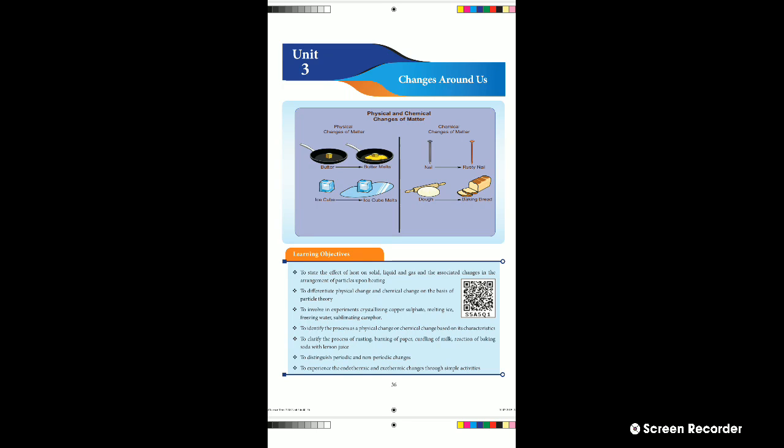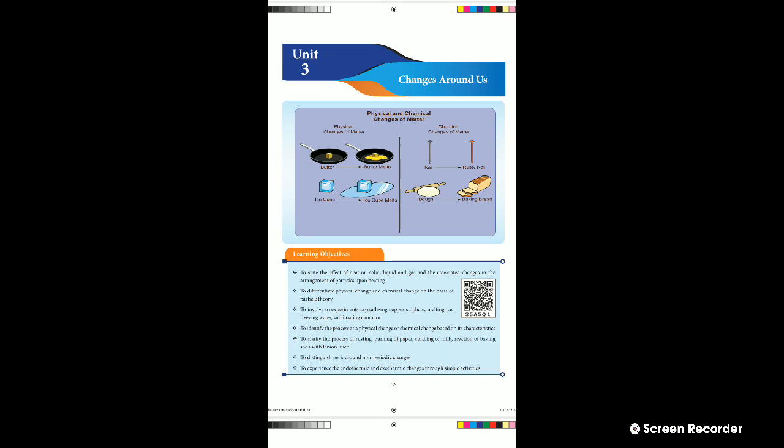Is that clear, children? Changes around us are explained with two very important concepts: physical changes and chemical changes. The physical change is a reversible change, and the chemical change is an irreversible change. Clear, children? Now we are moving to the introduction. Changes around us. Introduction.